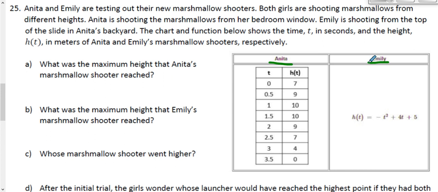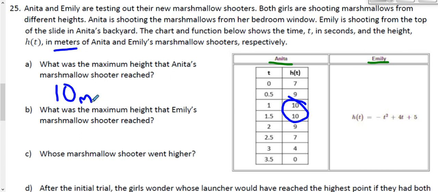So what is the maximum height that Anita's marshmallow shooter reached? If we take a look at the table, which is the only information we've been given, it's going to be the information we're going to use to interpret the value here. Anita's marshmallow started at 7 feet, went up to 9 feet, and then went to 10 feet, and then remained at 10 feet for a second. So it kind of stopped in the air. It was changing direction, and then started falling again. So this 10 represents the maximum height that was measured for the marshmallow. So we're going to go ahead and say that's 10. It's talking about height, so the height is measured in meters, so it goes up 10 meters. There we go, not feet, sorry.